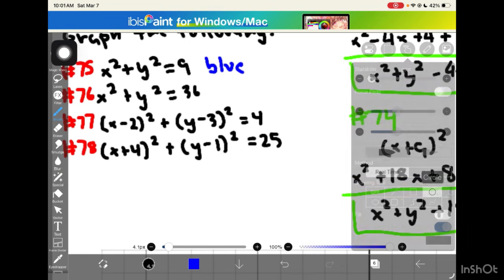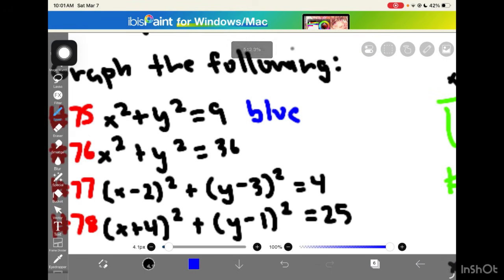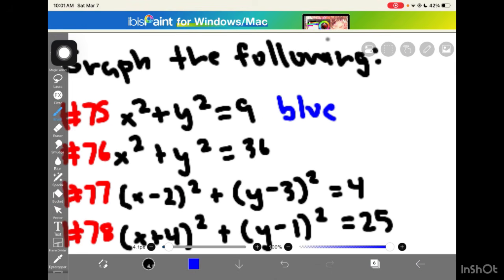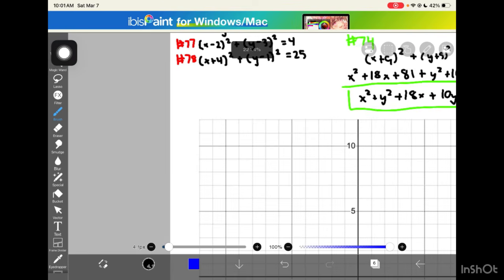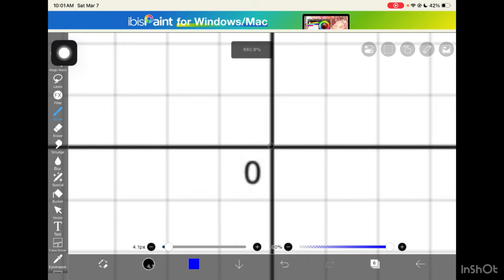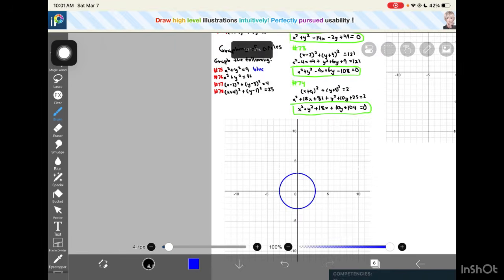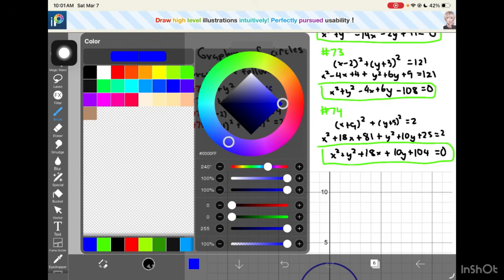So remember that this one is centered at the origin. If it's x squared plus y squared equals r squared, so r squared is 9, so r is equal to 3. So we just want to draw a circle that's 3 points from the center. So 1, 2, 3. Just like that. So that's our number 75.